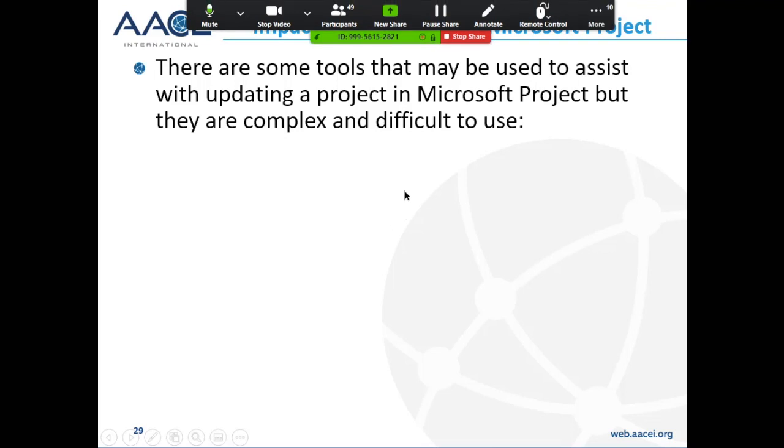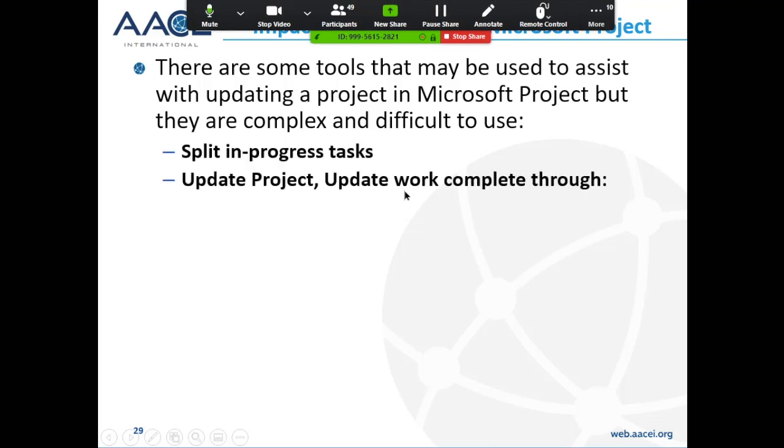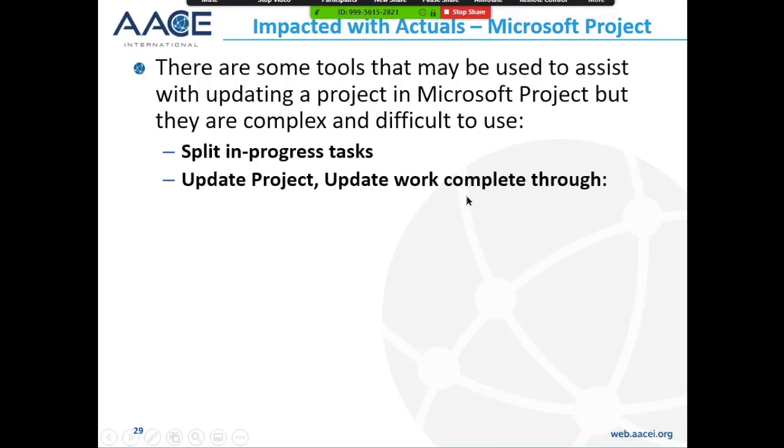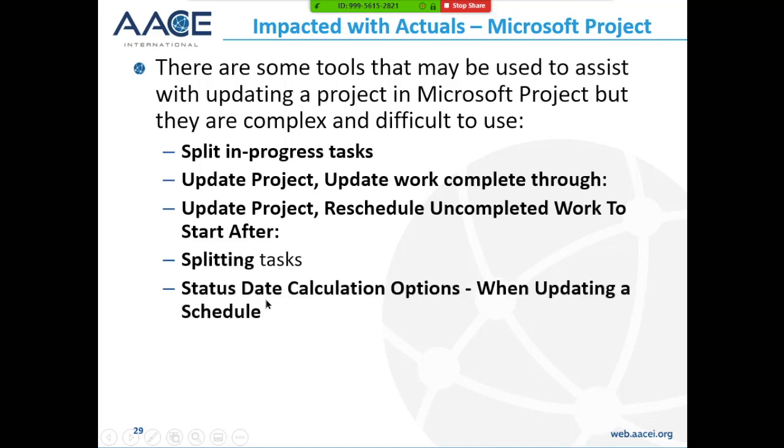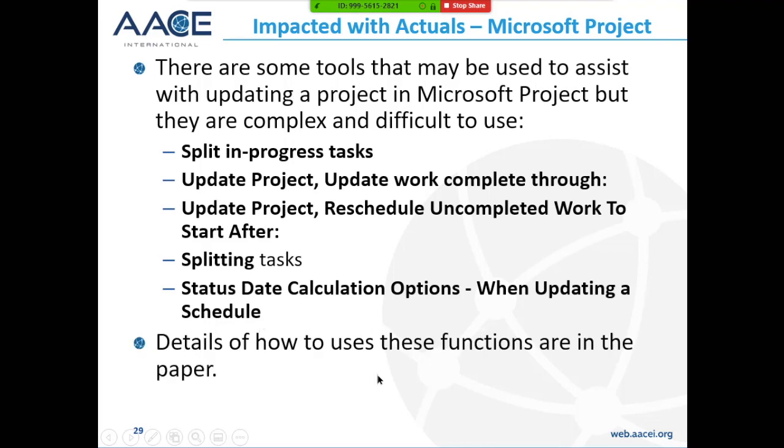In Microsoft Project, they're complex and difficult to use. There's things like split in progress, update project, update complete work through, update project reschedule incomplete to start after, splitting tasks, status date calculation options when updating a schedule, and details how to use these functions are in my paper. But again, they're all very, very difficult, and all of these generally result in a schedule that is not correctly updated.